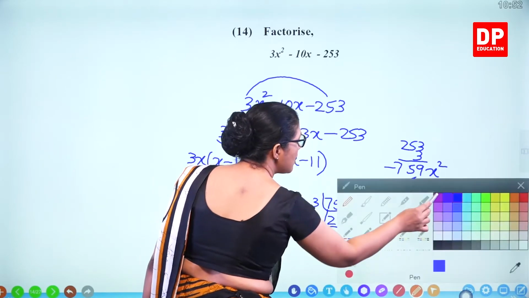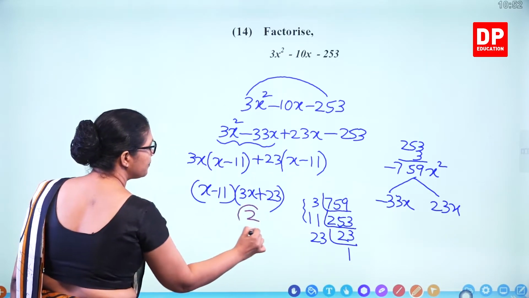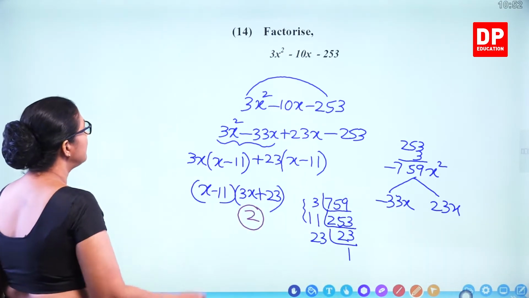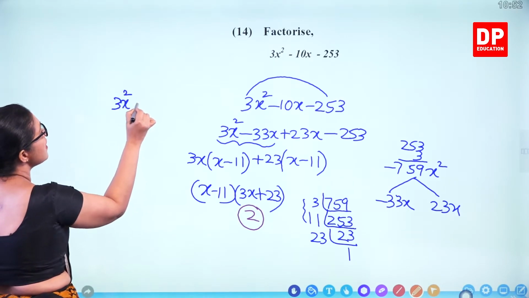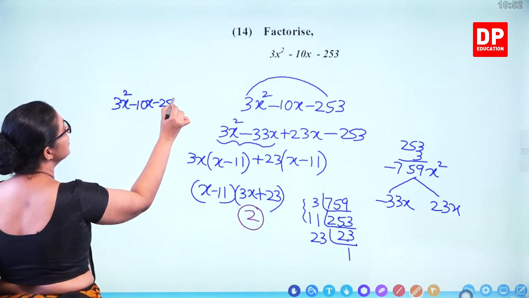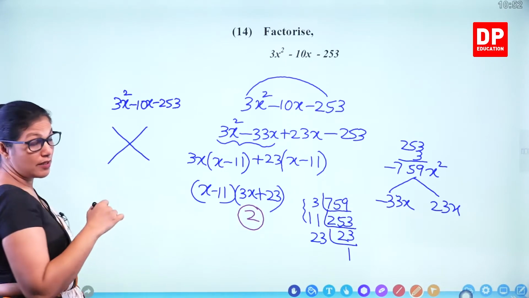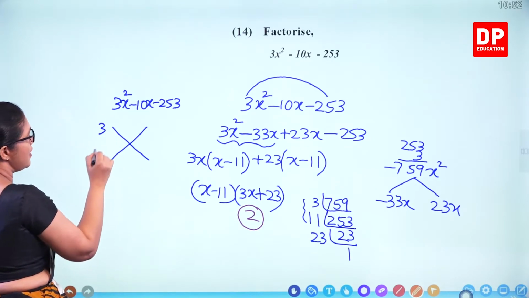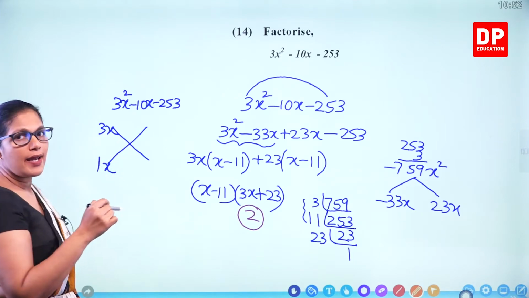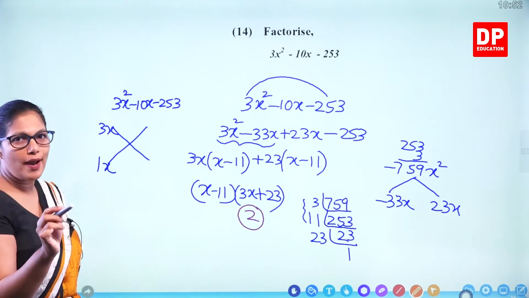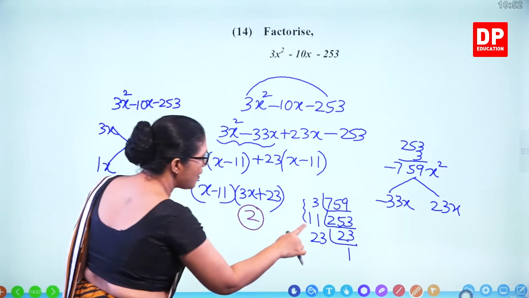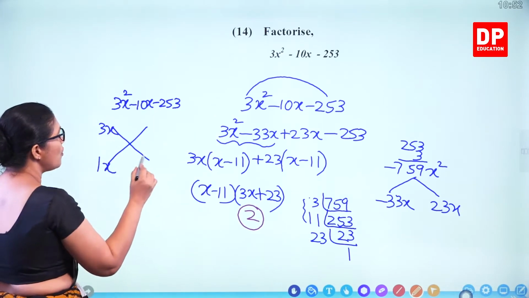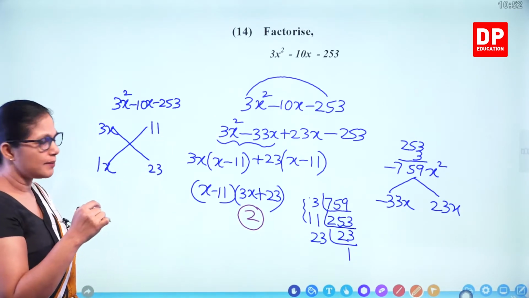If you are not using this method, what's the other method? You get 2 marks. I'll show you the other method as well. You can take the cross method, and it's trial and error. 3x squared, so that means 3 and 1, x squared, you get x and x, 3x and 1x. What are the factors of 253? Think about these two, 23 and 11. Only 23 and 11, those are prime numbers.